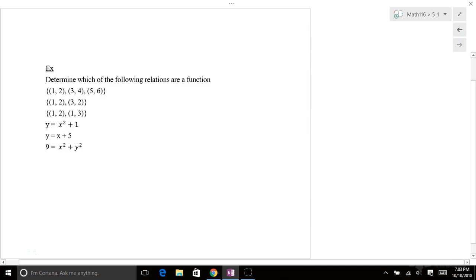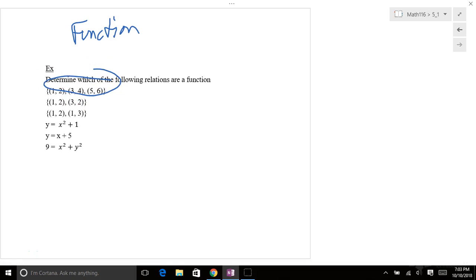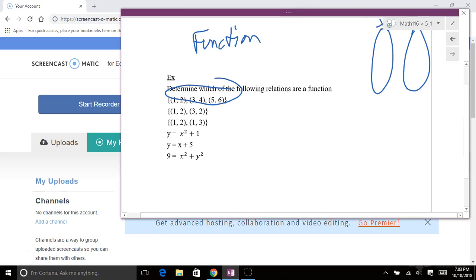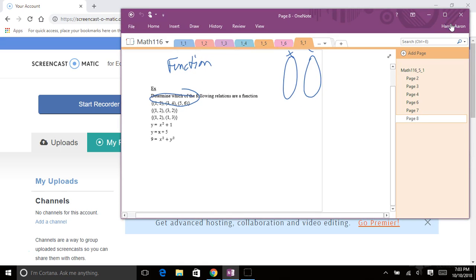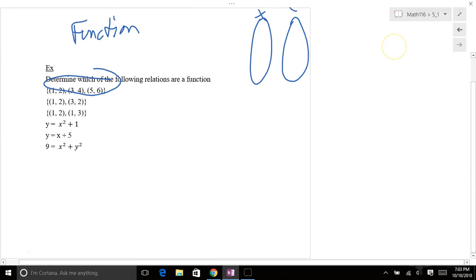All right, let's go back to the relation, when relations are functions. So we're thinking about the function definition, which says a function means for every x there's one y. For every input there's one output. So if you look at this relation, these are our x's, here's our y's. 1 goes to 2, 3 goes to 4, 5 goes to 6.